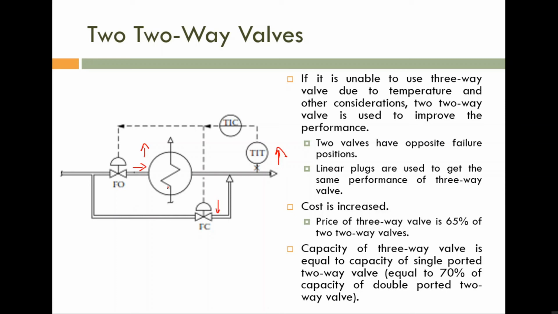As we are using FO and FC, in order to increase this flow rate and decrease this bypass flow rate, we have to decrease the control signal. So once again, if the temperature is large, by giving a small control signal, this main flow rate is increased and the bypass flow rate is decreased, so that after mixing the temperature will decrease.